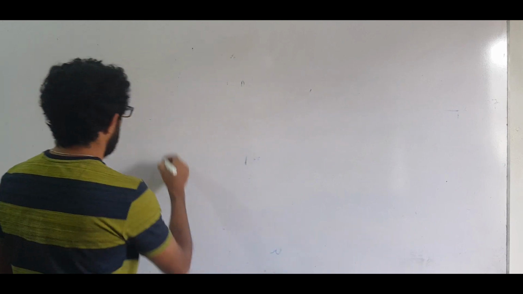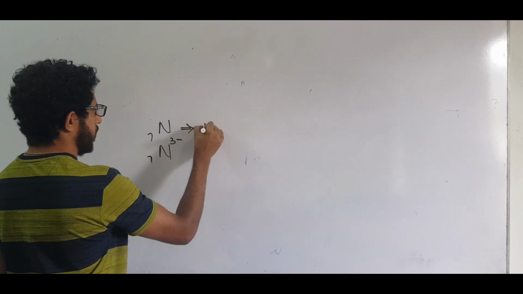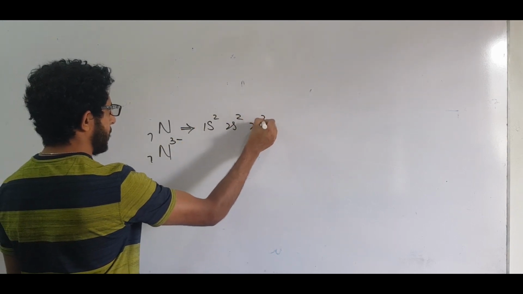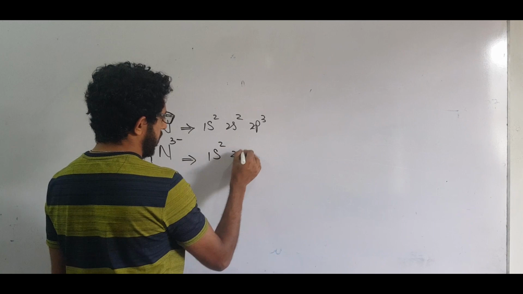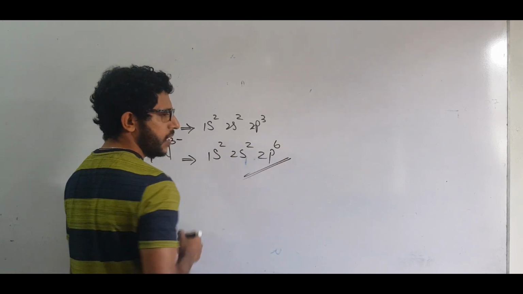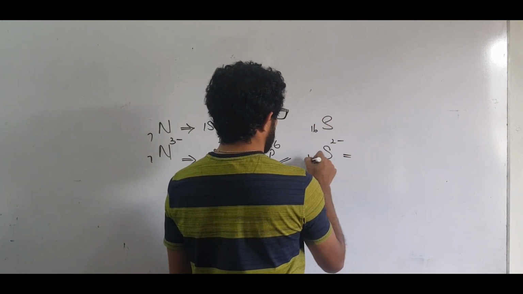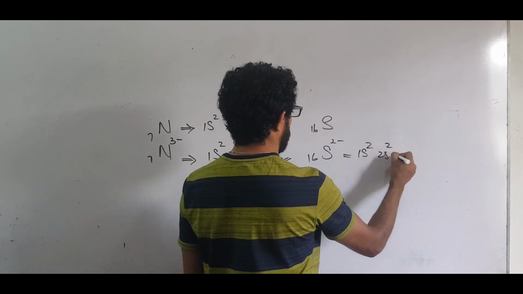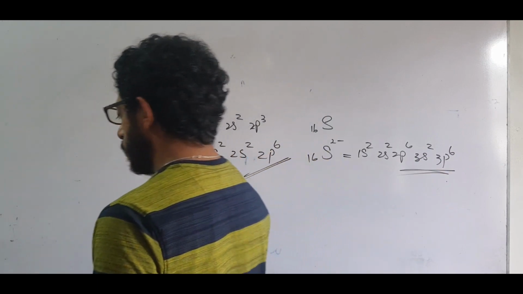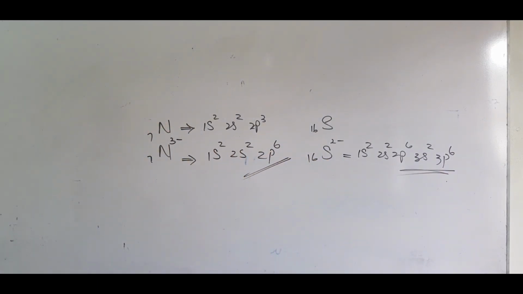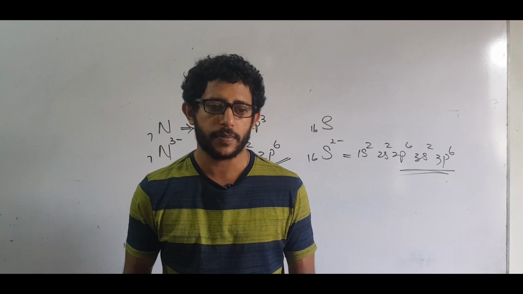For example, nitrogen 7, nitride, N3 minus. Nitrogen is 1s2, 2s2, 2p3. For nitride, you have to add 3 more electrons because negative ions mean electrons are being added: 1s2, 2s2, 2p6. It is very easy. One more, sulfur 16, sulfide. So, 16 plus 2: 1s2, 2s2, 2p6, 3s2, 3p6. So, that is how we write the electronic configuration of negative ions. You just have to follow the Aufbau principle, right.